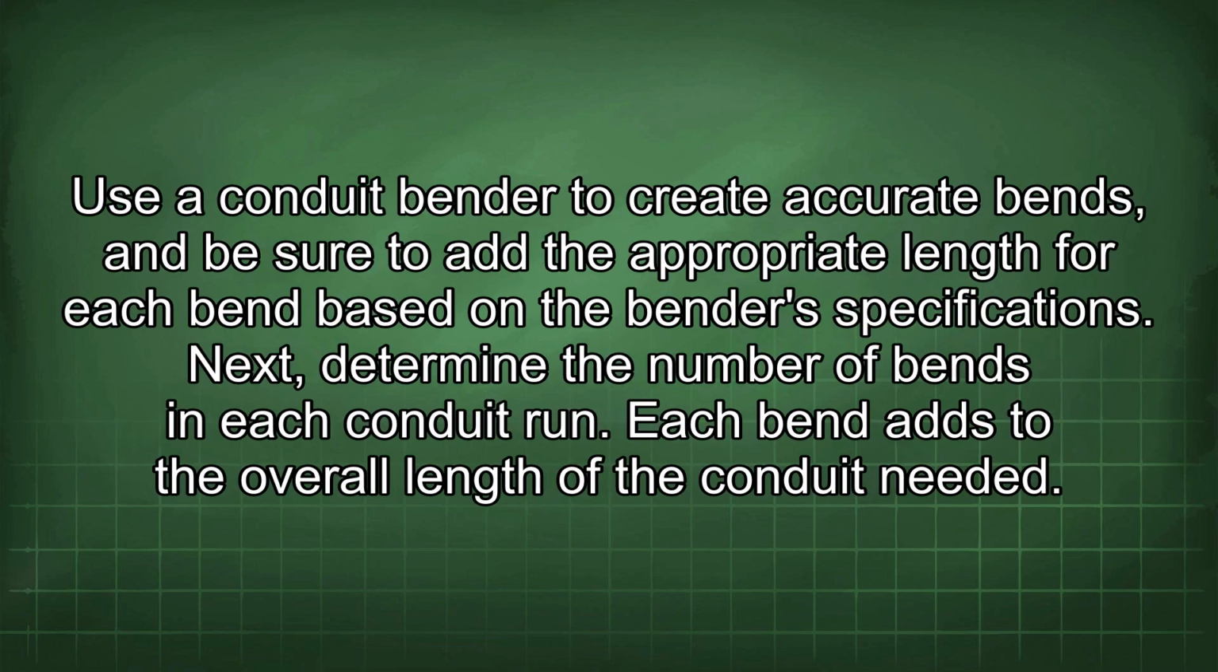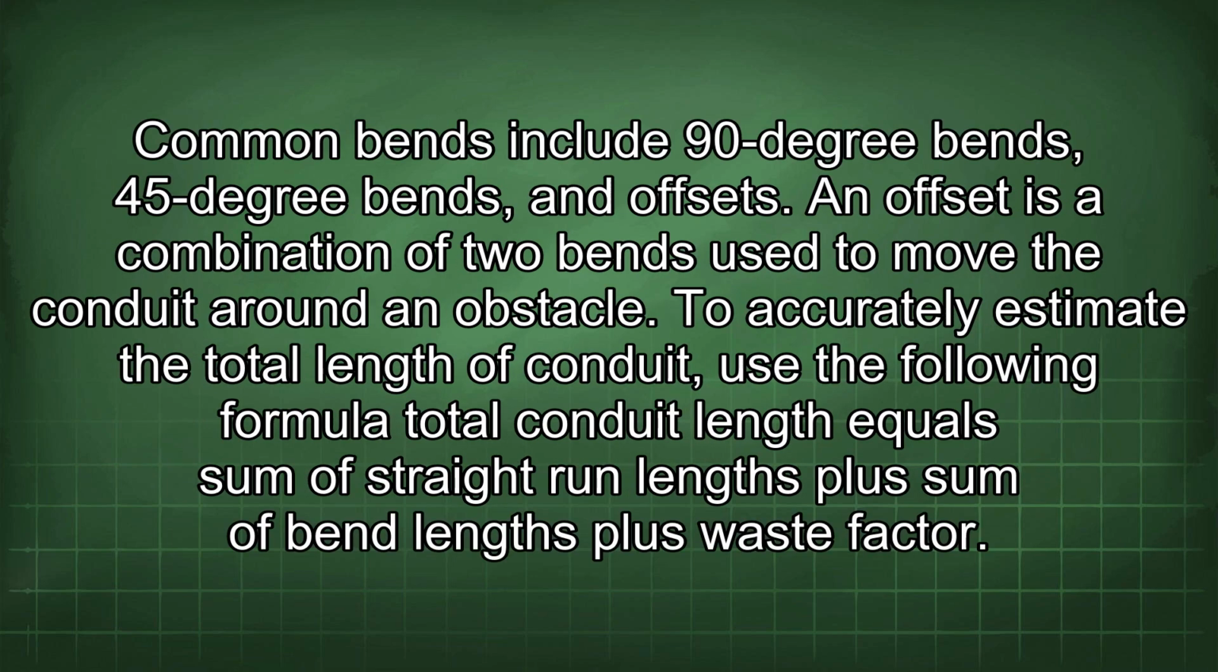Use a conduit bender to create accurate bends, and be sure to add the appropriate length for each bend based on the bender's specifications. Next, determine the number of bends in each conduit run. Each bend adds to the overall length of the conduit needed. Common bends include 90-degree bends, 45-degree bends, and offsets. An offset is a combination of two bends used to move the conduit around an obstacle.